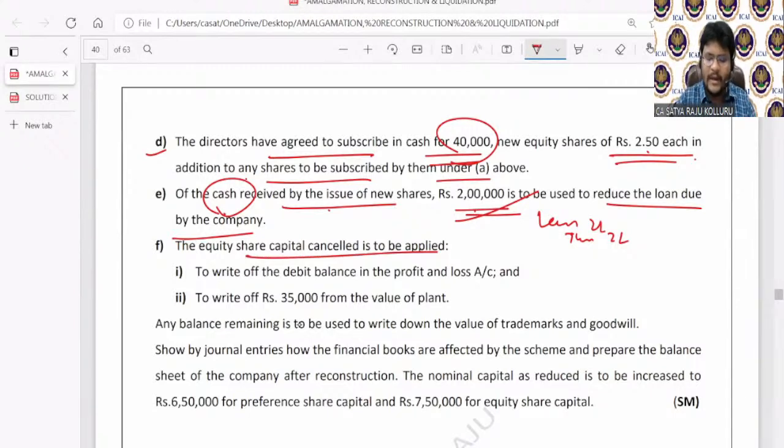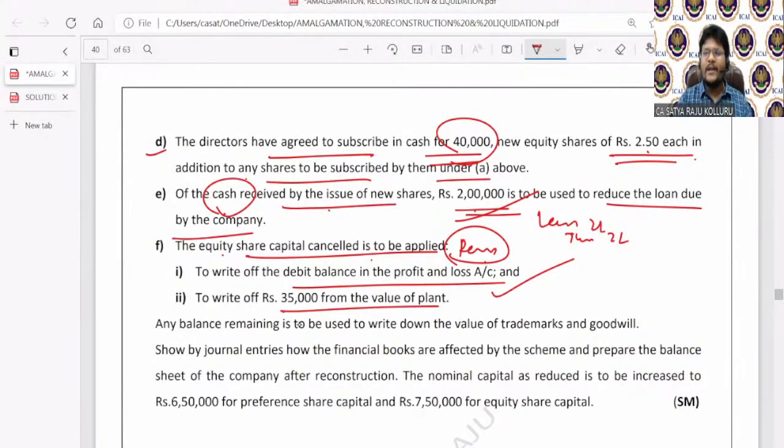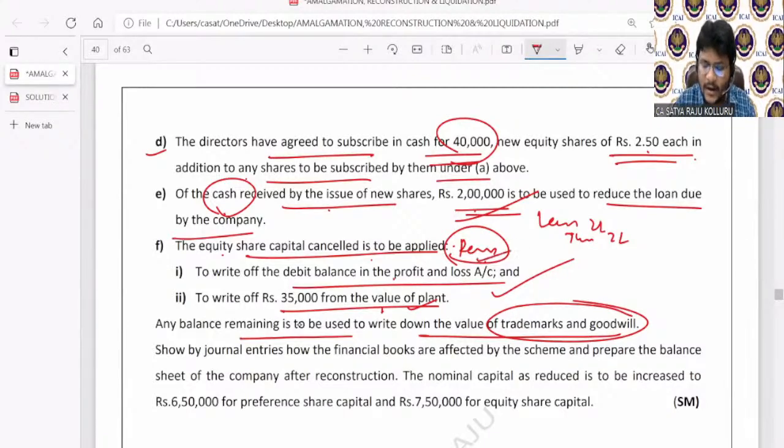The equity share capital cancellation is to be applied. Equity share capital is cancelled, meaning the balance of reconstruction account is to be applied to write off the debit balance in profit and loss account. Whether it is mentioned in the problem or not, it is our objective. To write off 35,000 from the value of the plant, since downward revaluation of the plant is given, the entry is reconstruction account to plant account 35,000. Any balance remaining is to be used to write down the value of trademarks and goodwill. After writing off these two above, if there is any balance under reconstruction account, with that balance you can reduce trademarks and goodwill. If there is no balance, no need of reduction.